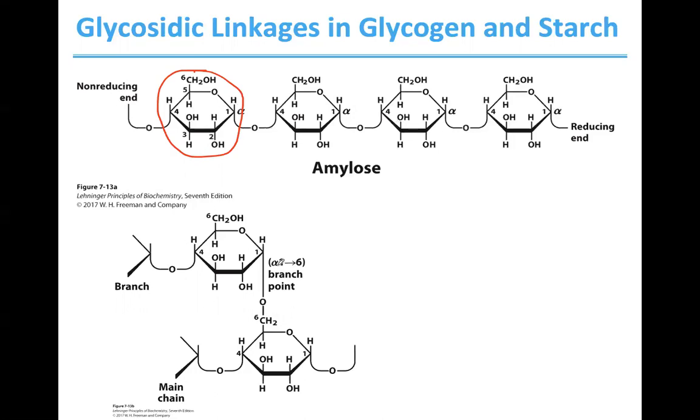And amylopectin is shown here, right? Again, you have this linear polymer, but every 24 to 30 residues there'll be branching, where the anomeric position of the branch will actually be linked to position 6 of a glucose, and you start a new branch, right?